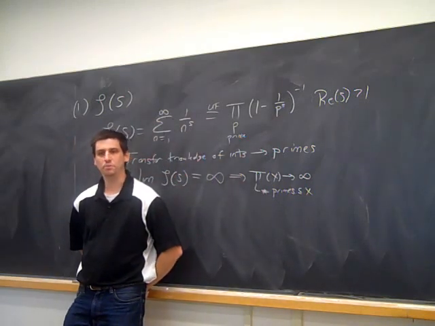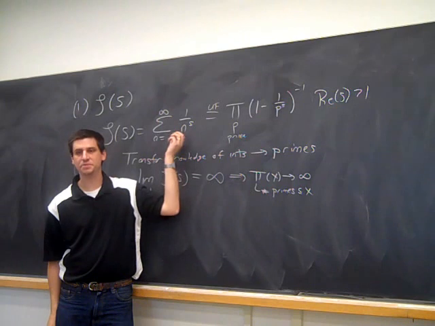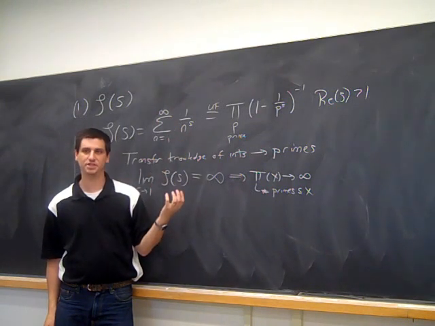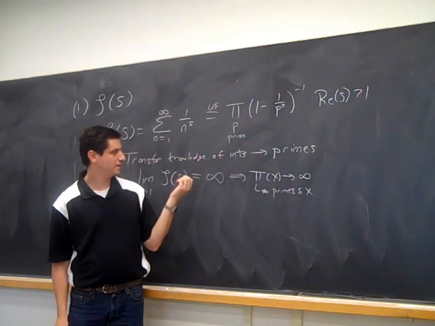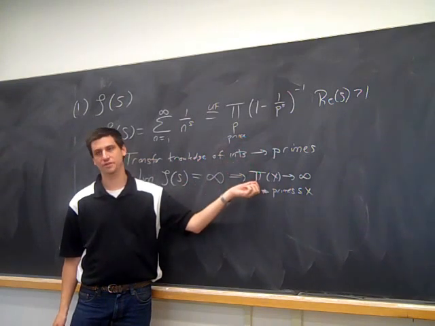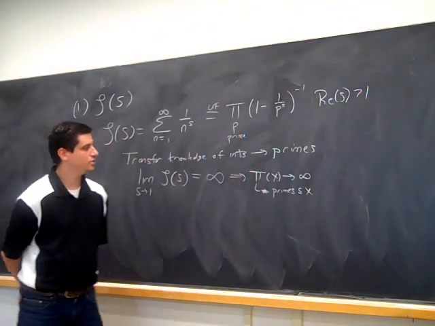You can actually do a lot more. You can use this to deduce some estimates about how rapidly the primes diverge to infinity. And in fact, you get that the sum of the reciprocals of the primes diverge. What else can you do?